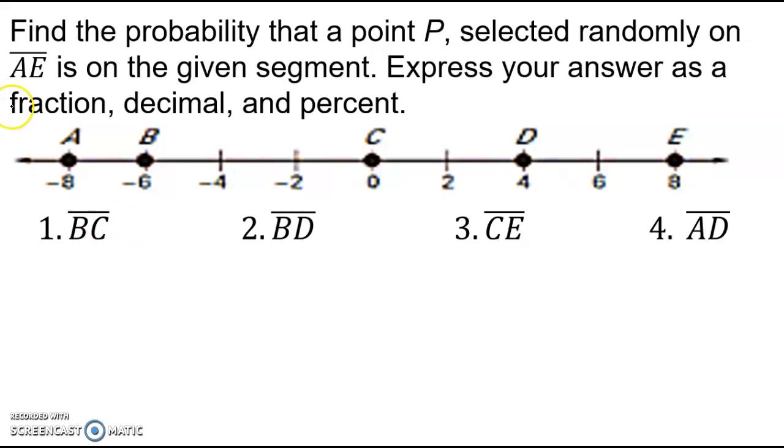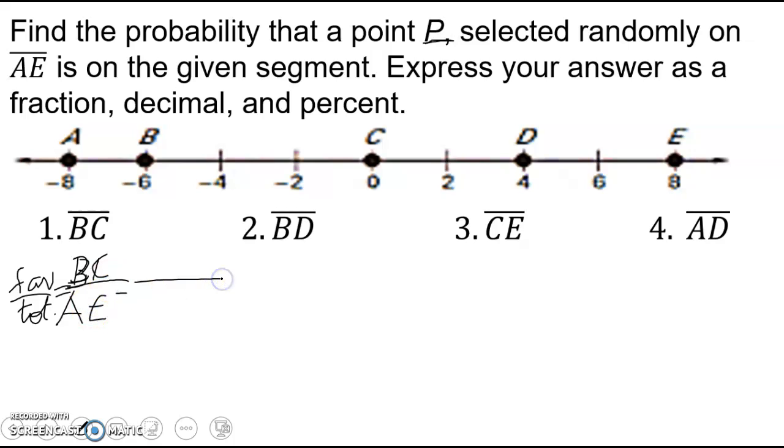Okay. So for example, find the probability that a point is selected at random on AE. So AE is the whole line segment here. Given that, what is the probability that the point falls on BC? So again, it's going to be favorable over total. The favorable is BC, the length of BC over the length of AE.